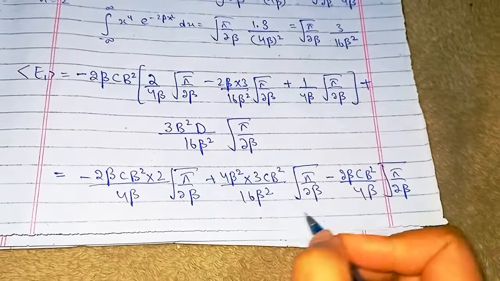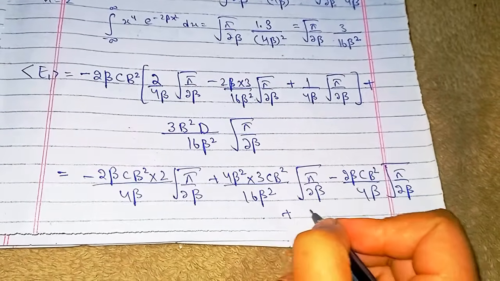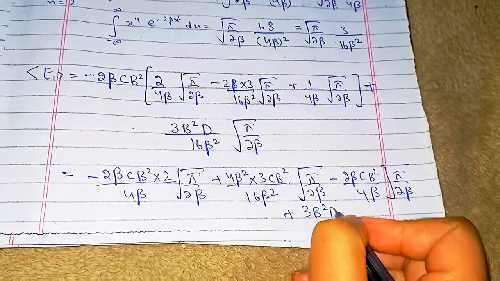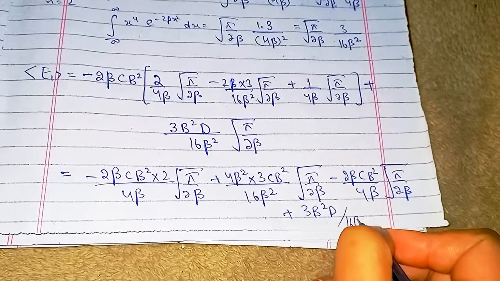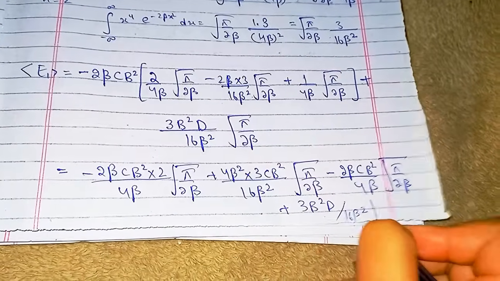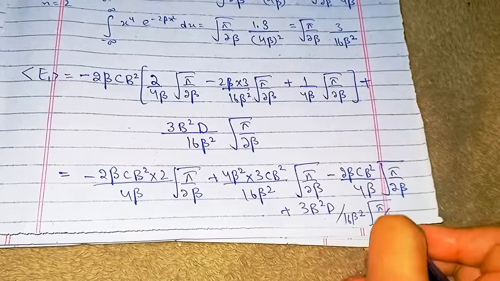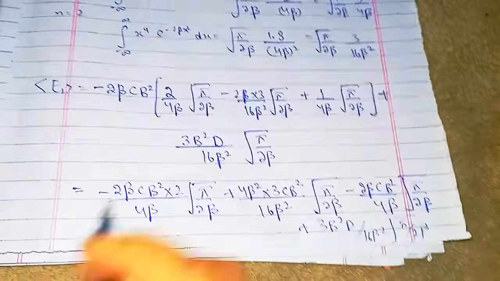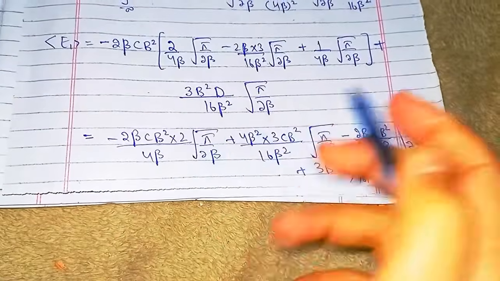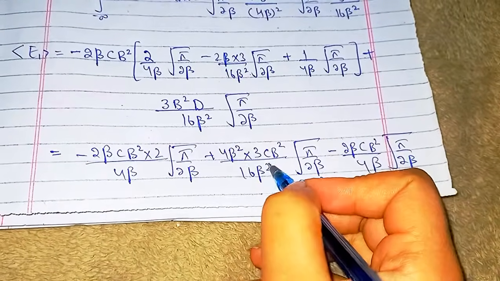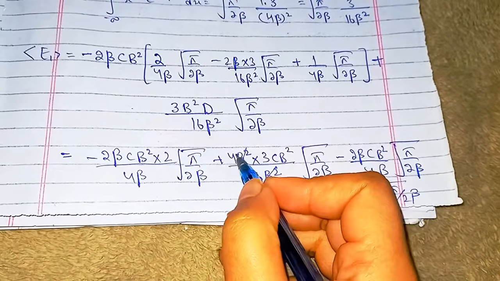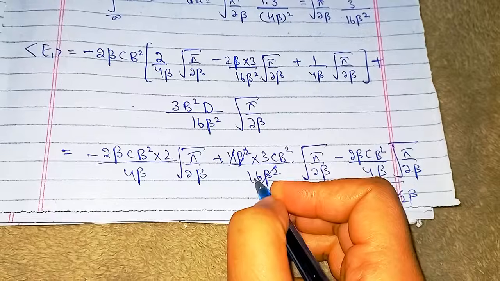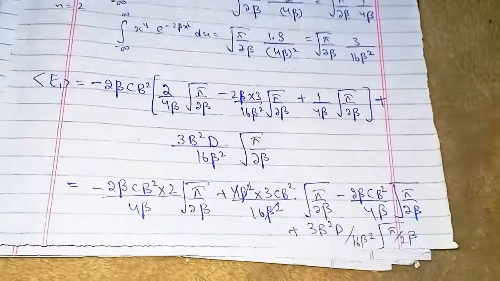Then we have this term that remains the same because 16 beta squared will cancel out things after putting the value. Okay, there are some cancellations that we can do right away. As we can see, this beta square and this beta square cancels out. This 4 and 16 cancel out.